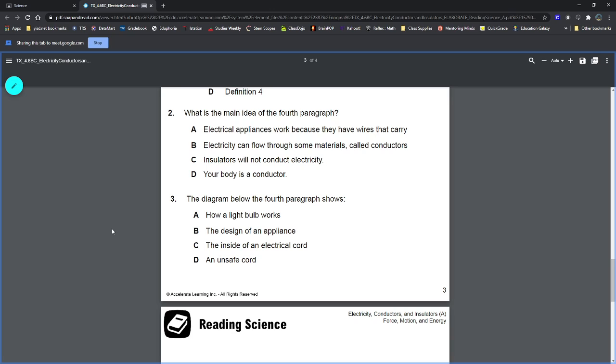Number 3, the diagram below the 4th paragraph shows blank. So diagram is just a picture that has labels on it, where they tell you this part is this, or this part is called that. A, how a light bulb works. B, the design of an appliance. C, the inside of an electrical cord. Or D, an unsafe cord. So they're asking you what that diagram shows you.